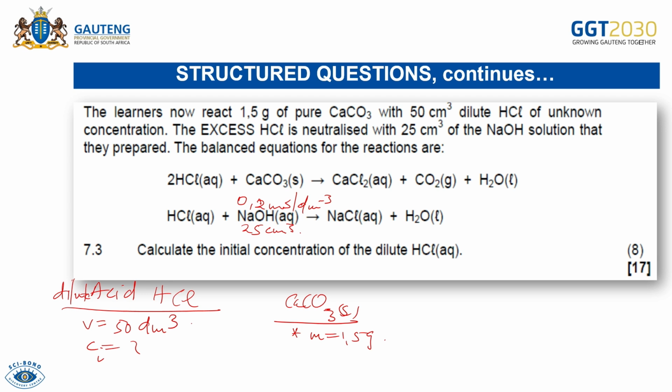So here we have to work backwards, right? So what is happening in this reaction? You are given the concentration and the volume, right? So if you're given the concentration and the volume, you can calculate the number of moles, right? So let's calculate the number of moles of sodium hydroxide that was used to neutralize the excess hydrochloric acid.